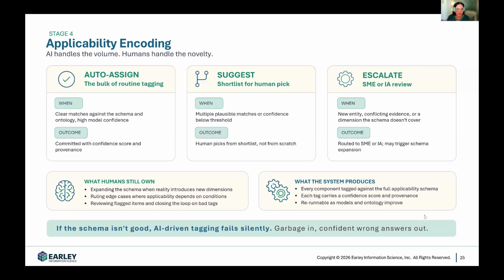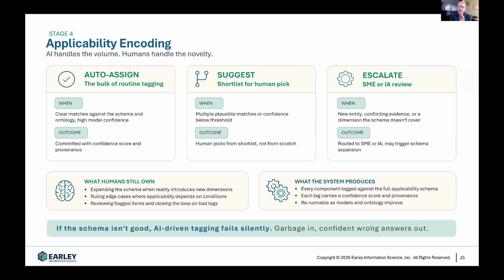One, it can suggest something with a short list. If it's pretty confident, it can do something and then they can let the human pick, or we can escalate it, send it to an SME, put it in their queue. And that's how you make that pipeline scale without losing accuracy.